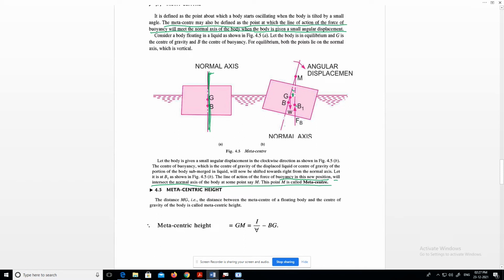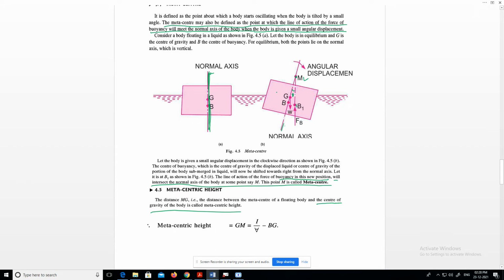Now, these two points, the normal axis and the buoyancy force axis, will intersect at a particular point. That point is called M, and M is called the metacenter. Analytically, we have to calculate the metacenter by the relation of metacentric height. The distance between the metacenter of a floating body and the center of gravity of the body is called the metacentric height.